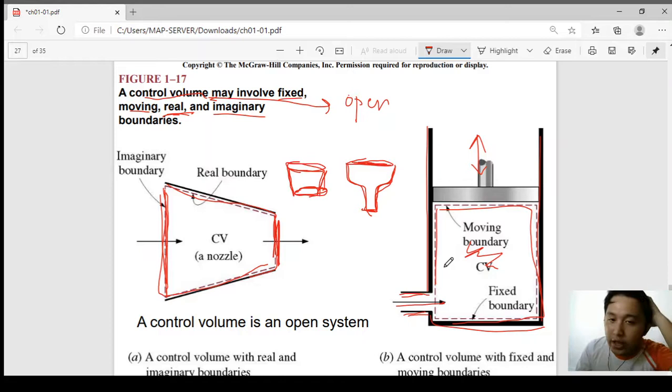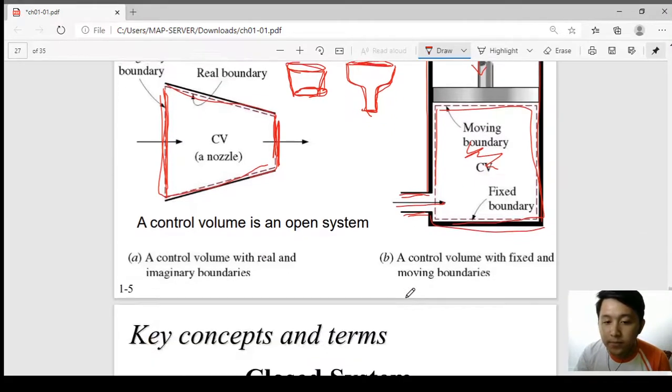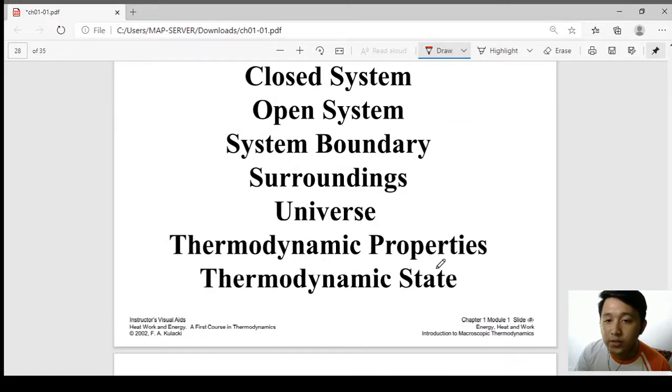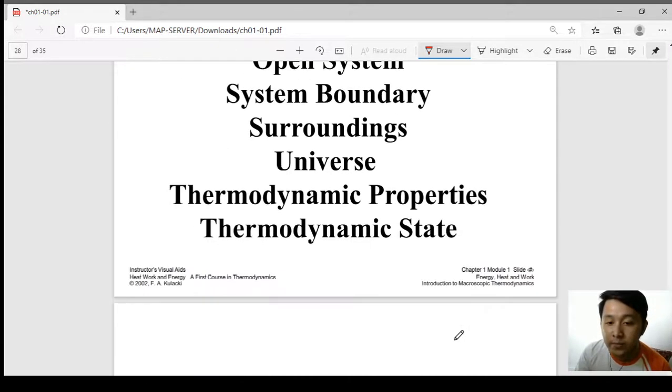So I will reiterate, the control volume is an open system, control mass is a closed system. So we have the key concepts and terms: the closed system, open system, system boundary, surroundings, universe, thermodynamic properties. Next slide, then thermodynamic state.